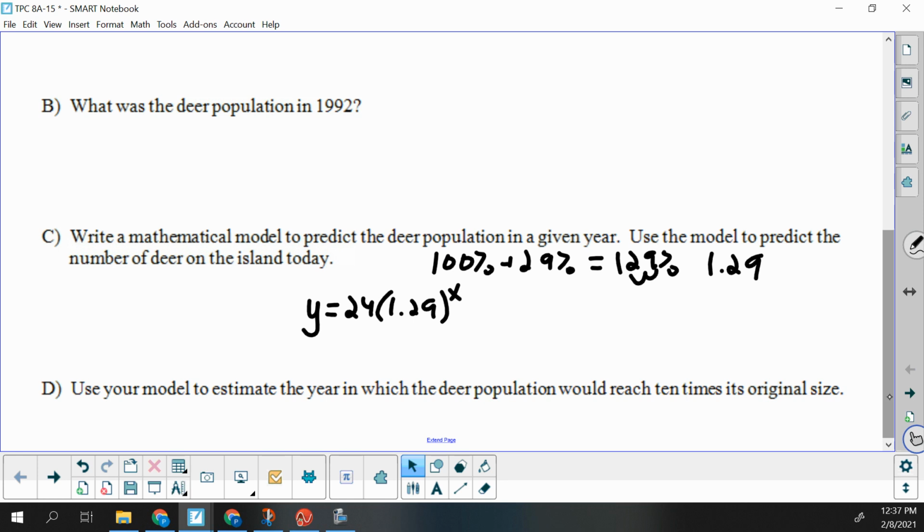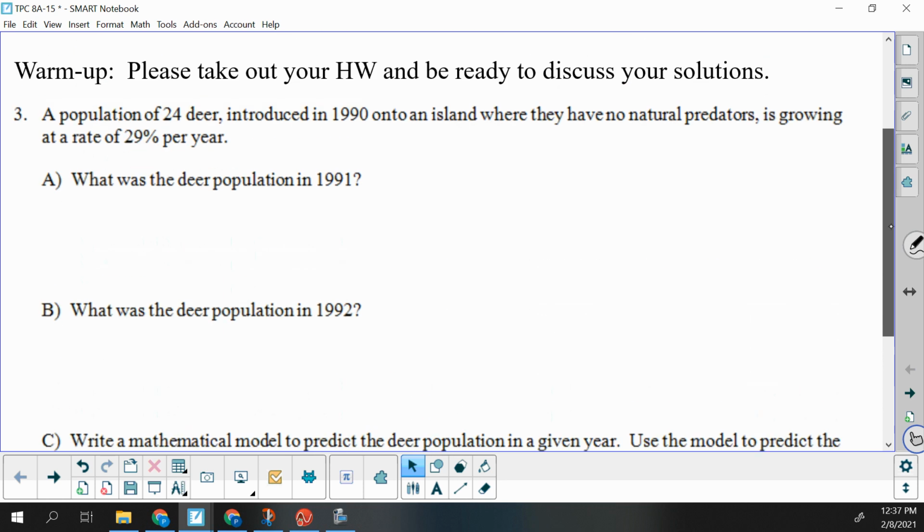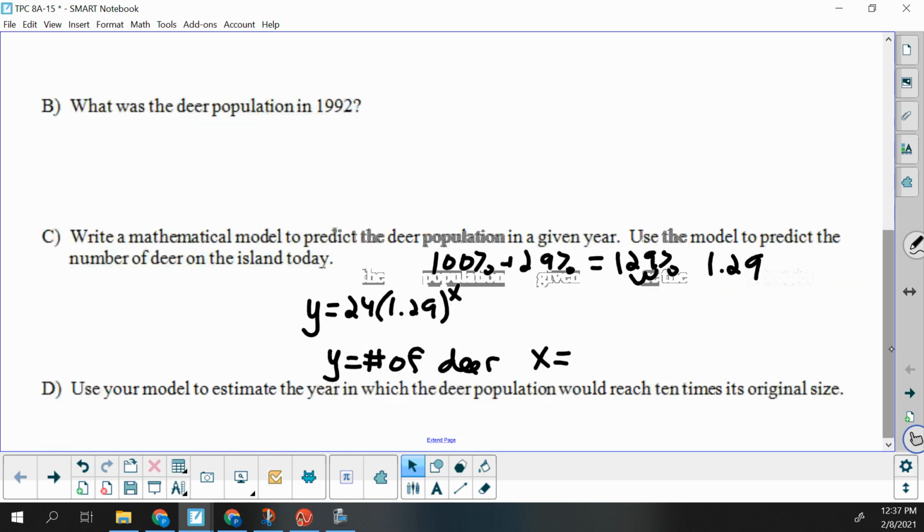Now we have to always tell what x and y represent. So y is our number of deer, and x, we were given a starting year in the calendar, so x is the years since 1990. Can't just say years because we're going to be subbing in like 1 for 1991. So that's the years since. You could say years after 1990 and that would be fine.